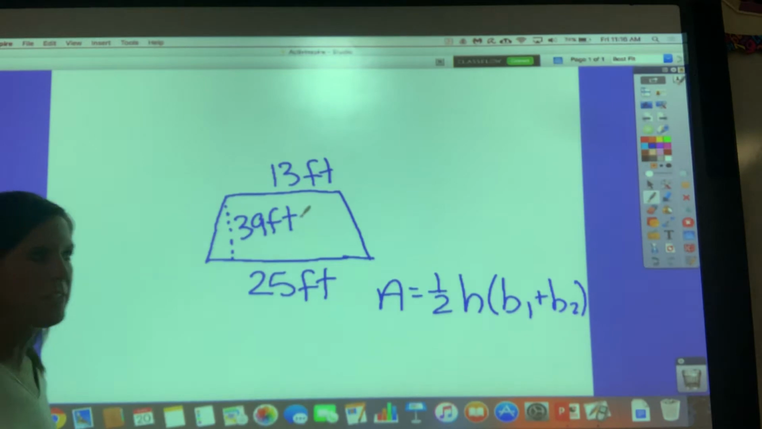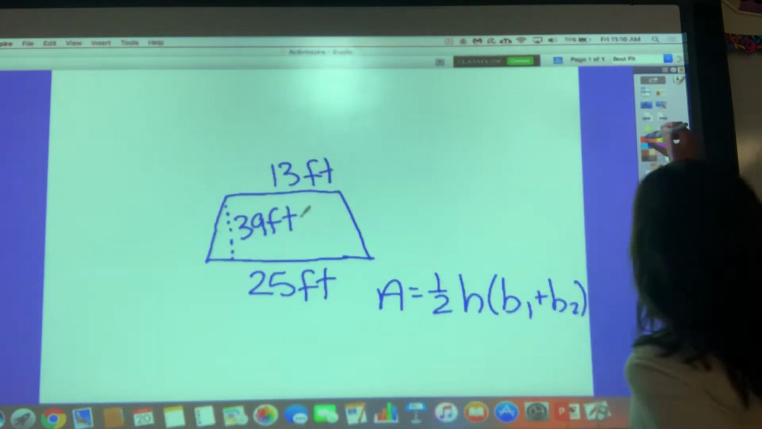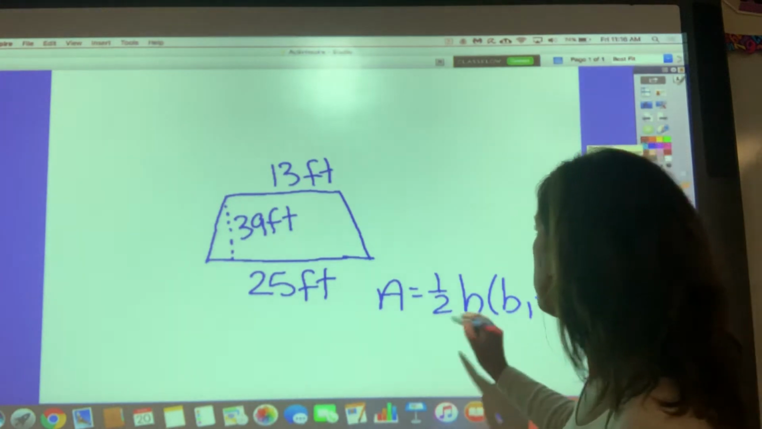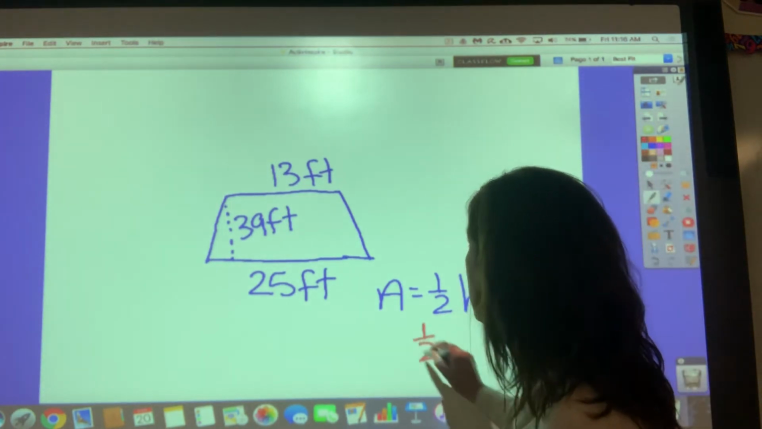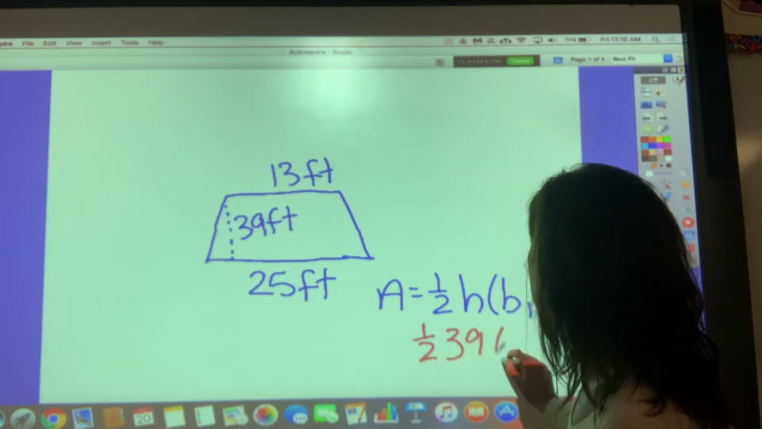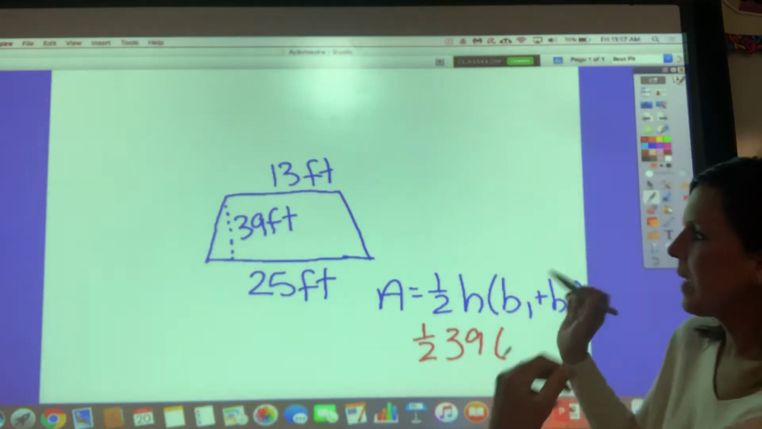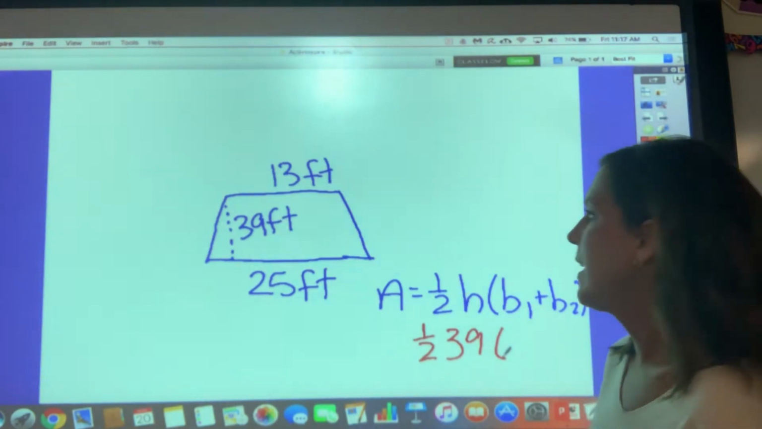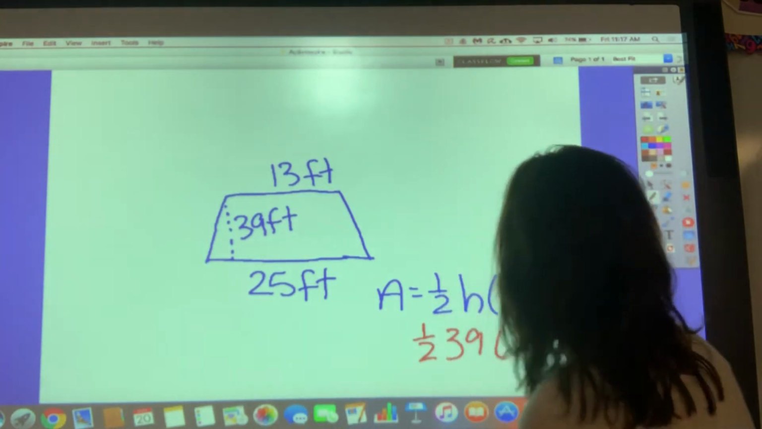Okay, so again, just like last time, we're gonna take the information and plug it into our formula. Okay, so area equals half, so we have half. Our height is 39. And then we need to add our two bases together. So we have 25 and 13. So when we add 25 and 13 together, that will be 38.